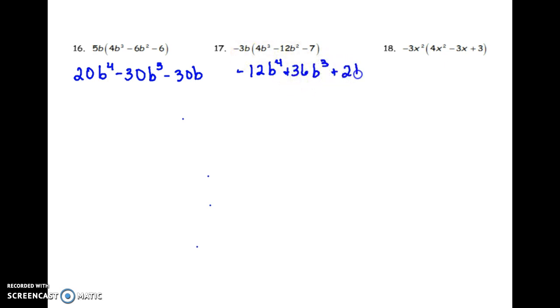Okay. All right, so you can go ahead and try 16, 17, and 18 and pause the video, and I'll just put the answers down here. We've got 20b to the fourth minus 30b to the third minus 30b. This would be a negative 12b to the fourth plus 36b to the third, and this would be plus 21b. Okay, now we've got a negative 12x to the fourth plus 9x to the third minus 9x squared.